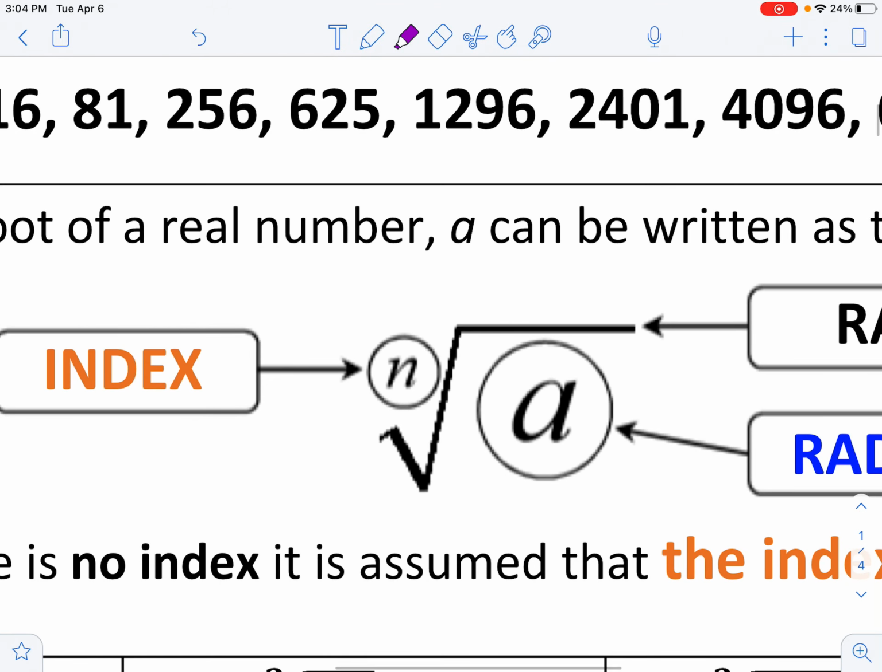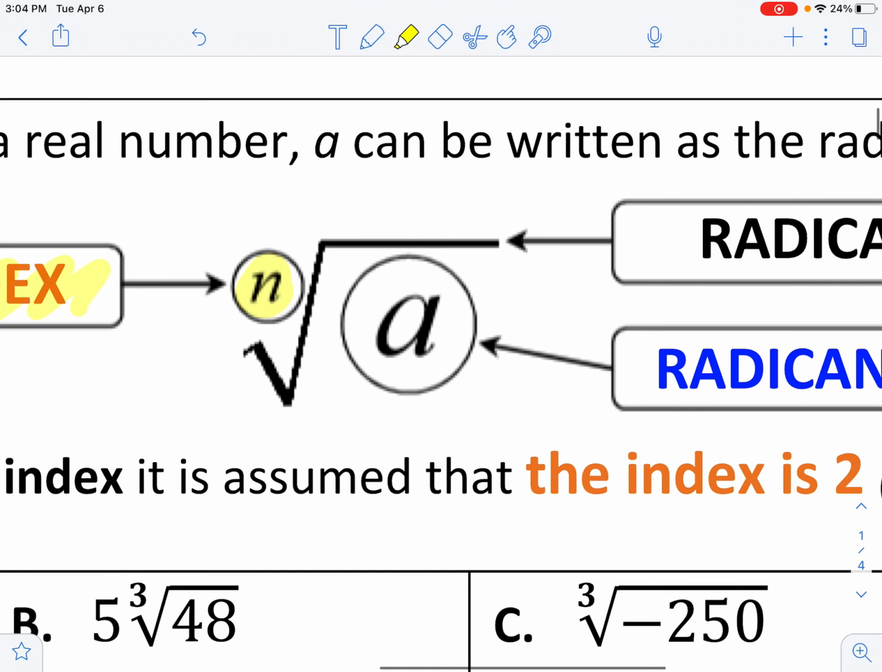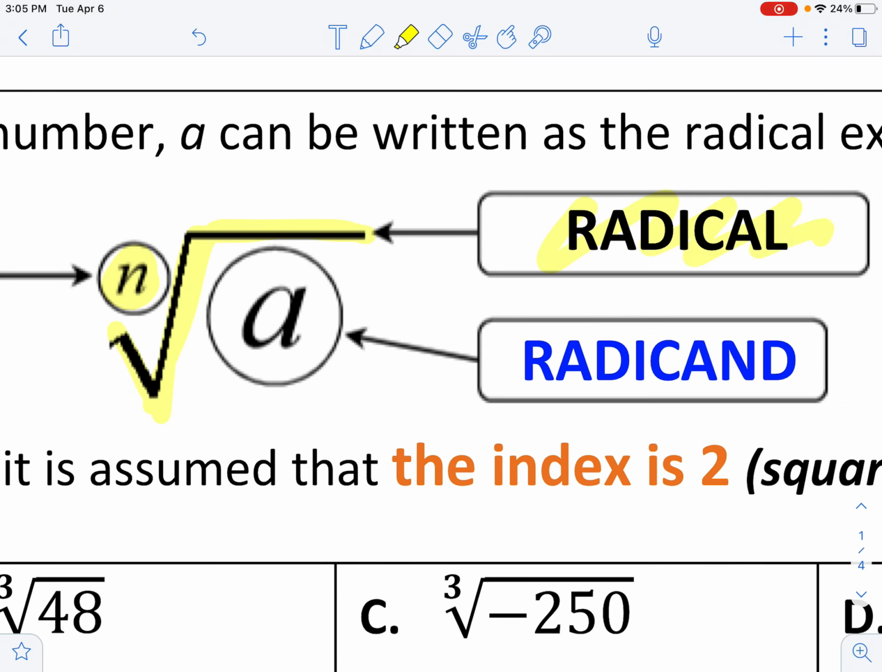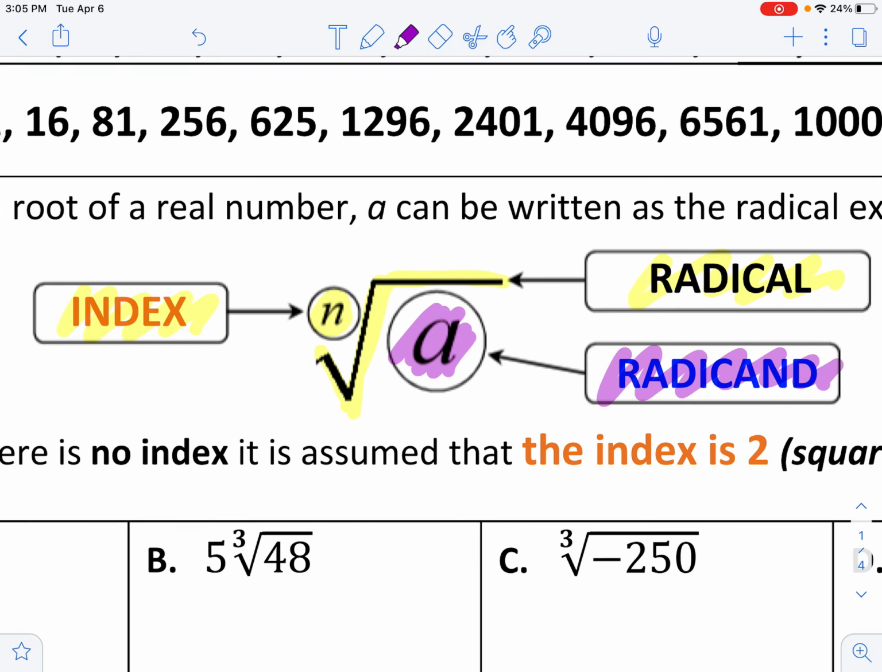So the little number that I'm going to highlight right now, that is called the index of the radical. What I'm highlighting now is the radical sign. And then the number that is inside that I'm highlighting now in purple, that's called the radicand. So the number inside is the radicand, the sign is called the radical, and the little number that tells you what root it is is called the index.